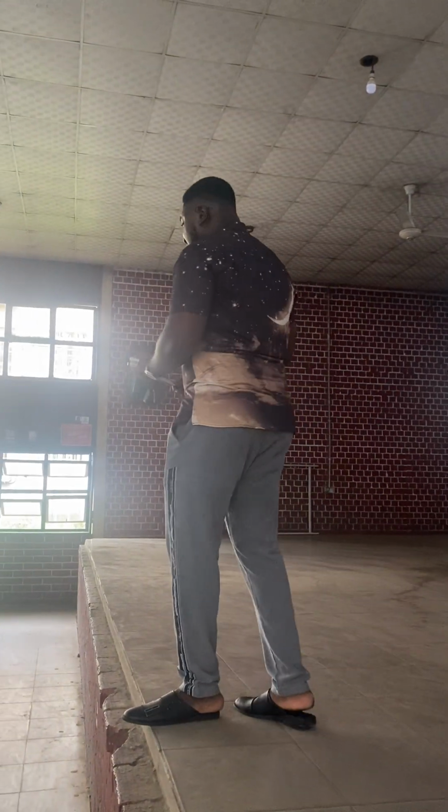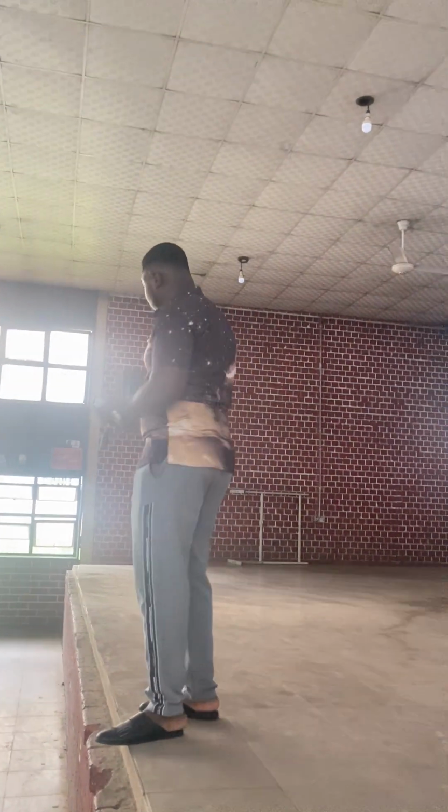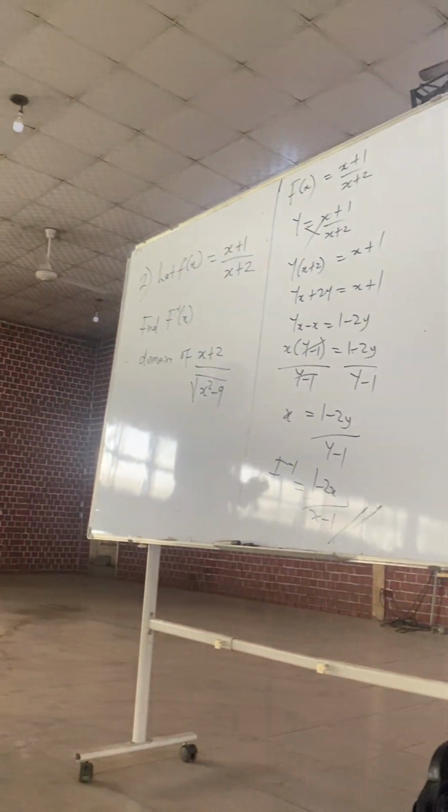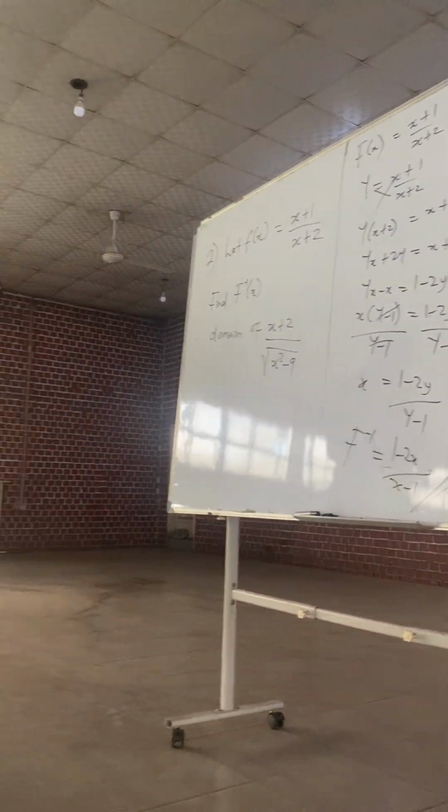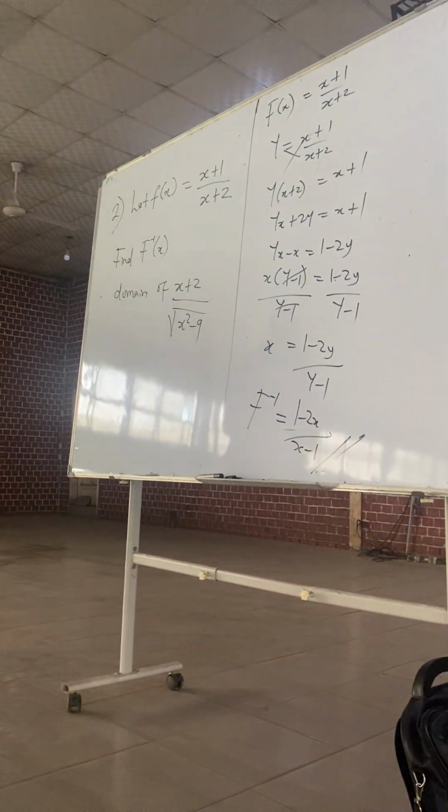Step 1, let f of x be equal to y. Step 2, make x the subject of the formula. Step 3, interchange the positions of x and y.